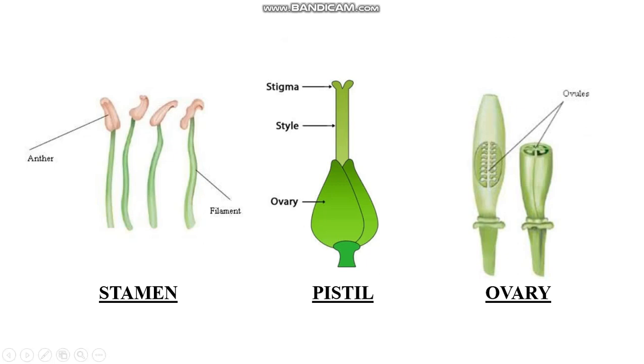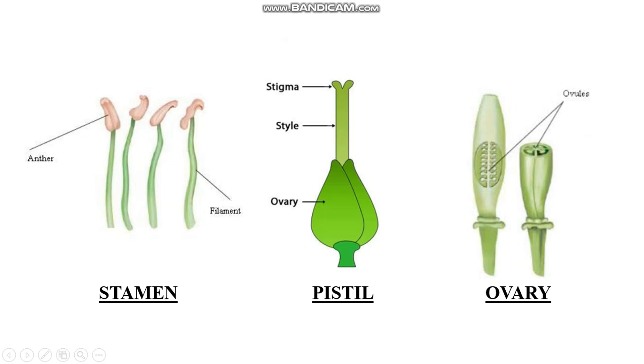Next is pistil or carpel. This is the innermost part of the flower, typically consisting of a stigma, style, ovary. The head of the pistil we call the stigma. A style is the longer part which attaches the stigma to the ovary.